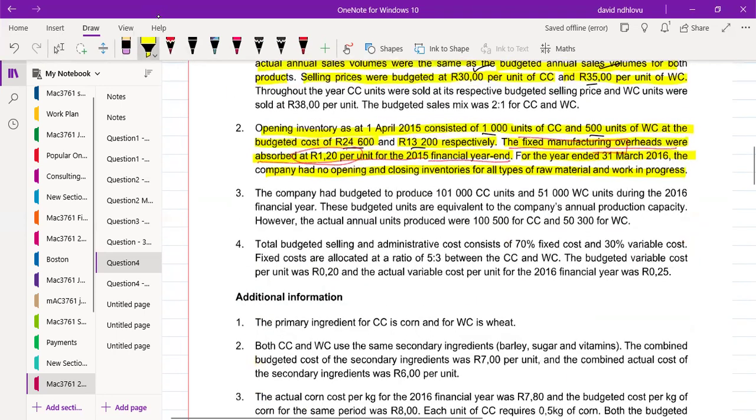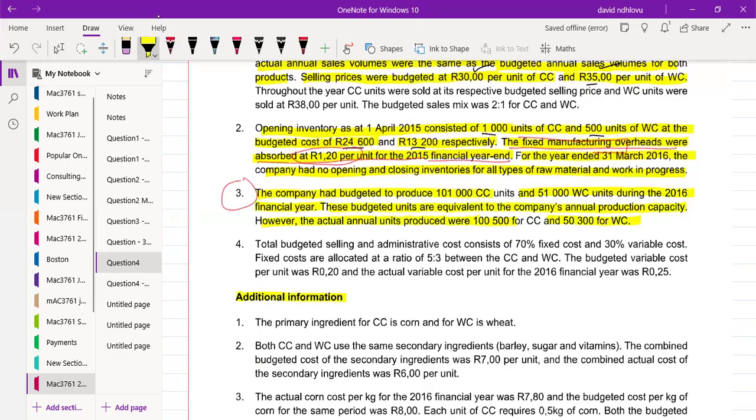Where they say the company had budgeted to produce 101,000 CC and 51,000 WC units during the 2016 financial year. These budgeted figures or units are equivalent to the company's annual production capacity. However, the actual annual units were 100,500 and 50,300 for the WC. I'm interested in the number of units that we actually produced. Then there is additional information now concerning note number 3. We'll come to number 4 later.